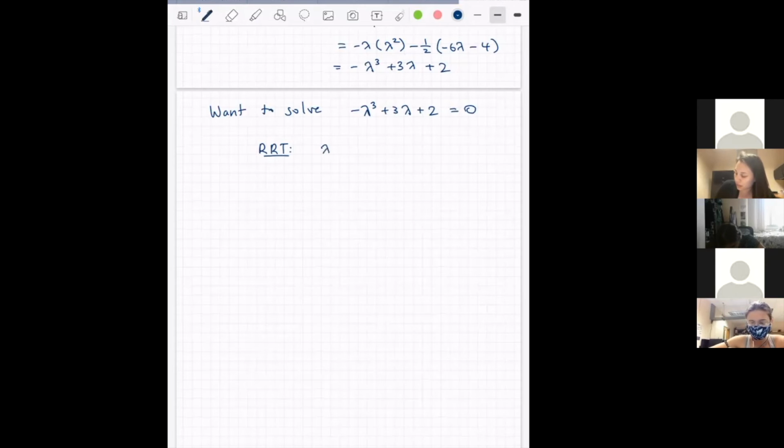Okay, so this says that lambda will be equal to plus or minus all of the factors of 2, well, there's only 2 of them, 1 and 2, divided by all of the factors of the last coefficient over the first coefficient, right? And the first coefficient is just -1. So in fact, the only possibilities that we get are plus or minus 1 and plus or minus 2.